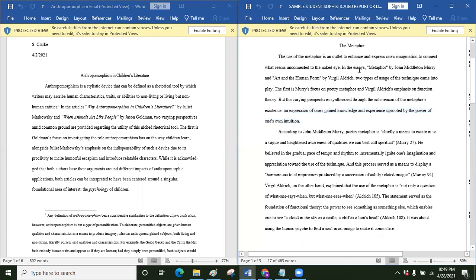So here, after you've provided your own definition, you can see that the person has introduced both essays, and then they've acknowledged that, for instance, Murray's essay was about this particular aspect, and Aldrich's essay was about this particular aspect. It was about function theory. And Middleton Murray's essay was about art in the human form. So it's like a brief acknowledgement about what the actual essay is about.